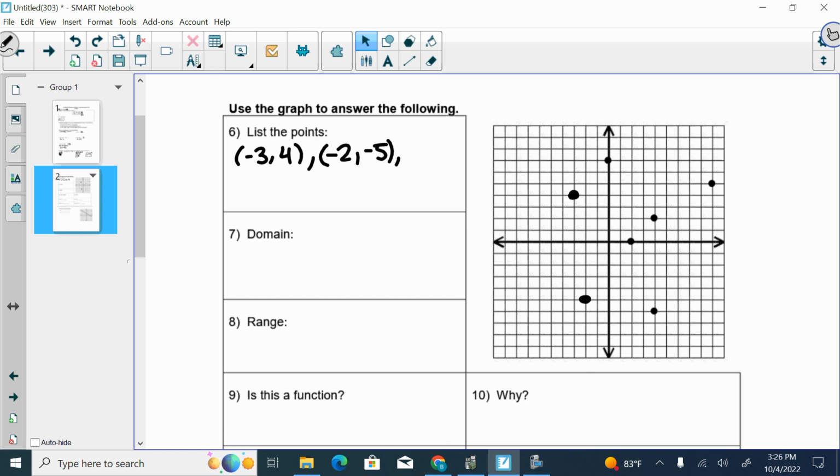Good. All right, where is this point? Good. All right, what about this point down here? Where's that one? It is -6, and how many over? -4. If I go that way, is it positive or negative? Positive. So we'd have 4, -6.